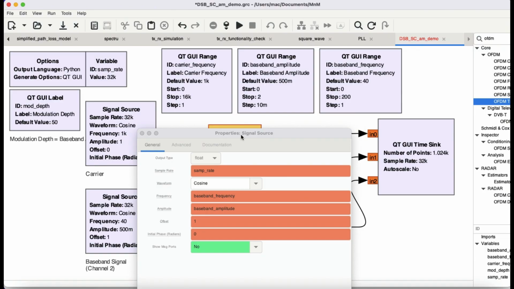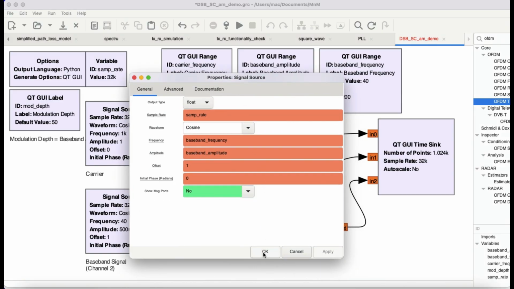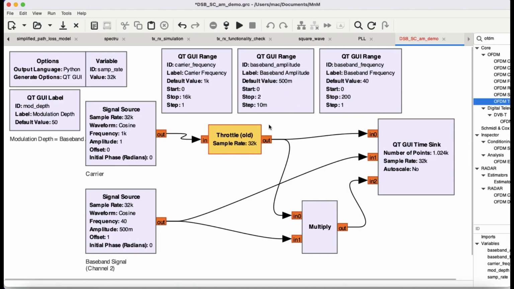And by changing the amplitude, I can change the carrier signal. By changing the amplitude, it will change the carrier signal. That's the idea behind an amplitude modulated signal. You have to have a throttle block. Definitely you have to have a throttle block, since you're not visualizing anything and you're not connecting any hardware to your flow graph. That's why you have to have a throttle block.